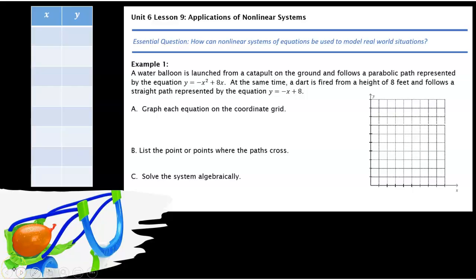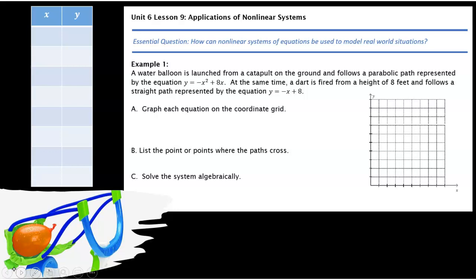All right, so we are going to talk about lesson 9. Lesson 9 is on applications of nonlinear systems. We are going to look at some, not water balloons, we're going to look at some word problems. And these word problems, hopefully, they have some type of connection to you and your real life.